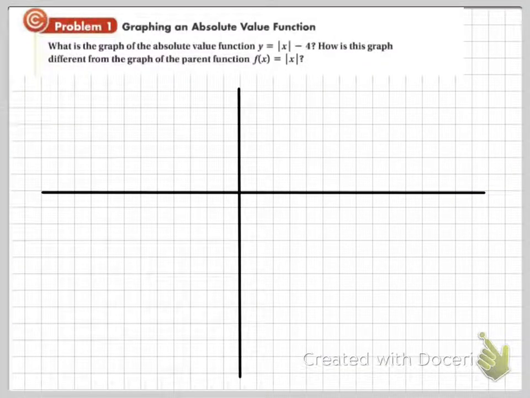So in problem 1, what is the graph of the absolute value function y equals absolute value of x minus 4? How is this graph different from the graph of the parent function f of x equals absolute value of x? So remember, where is the 4 located? It's outside the parentheses, or outside the absolute value. So it's going to move it down 4. 1, 2, 3, 4.